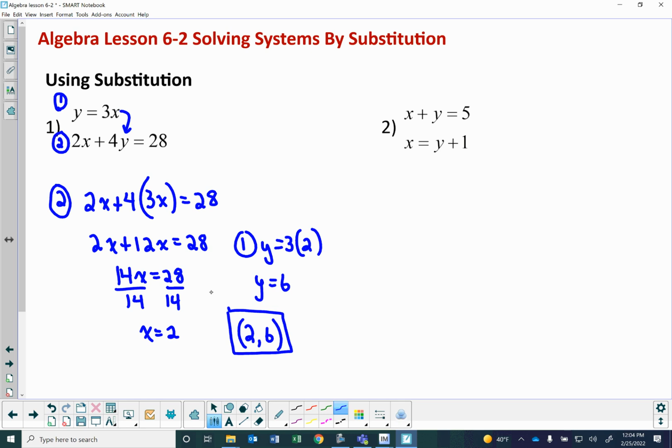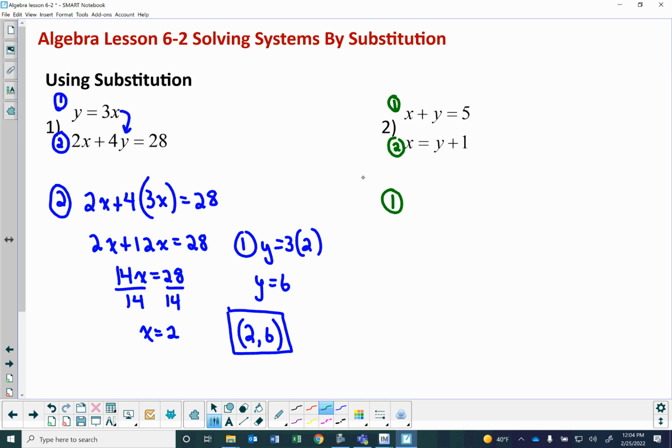Let's look at problem number 2. If I look at problem number 2, again, I have two equations. I'm going to number them 1 and 2. Equation 1, x plus y equals 5. Equation 2, x equals y plus 1. Equation 2 is solved for a single variable. It's solved for x. So I'm going to take equation 2 and I'm going to substitute it into equation 1.